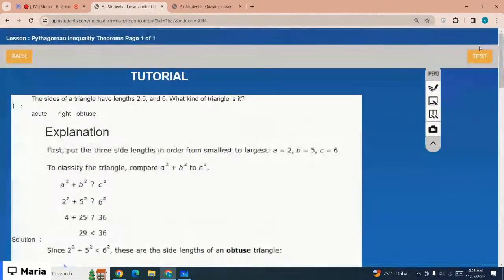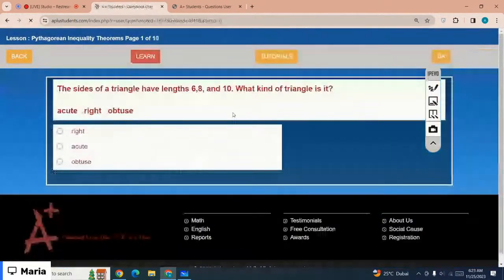Okay, let's just start with the test question. So you are given the side lengths. The sides of a triangle have lengths 6, 8, and 10. What kind of triangle is it? Is it right? Okay, let's see.